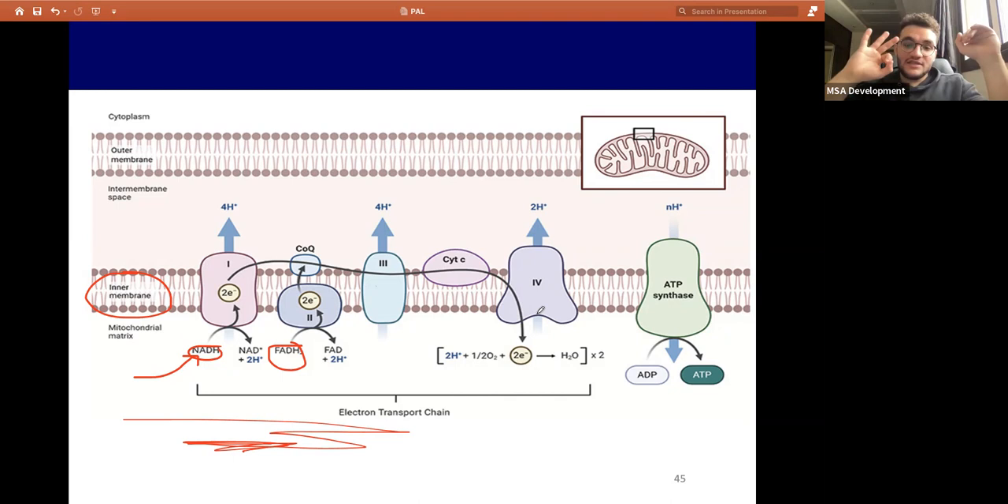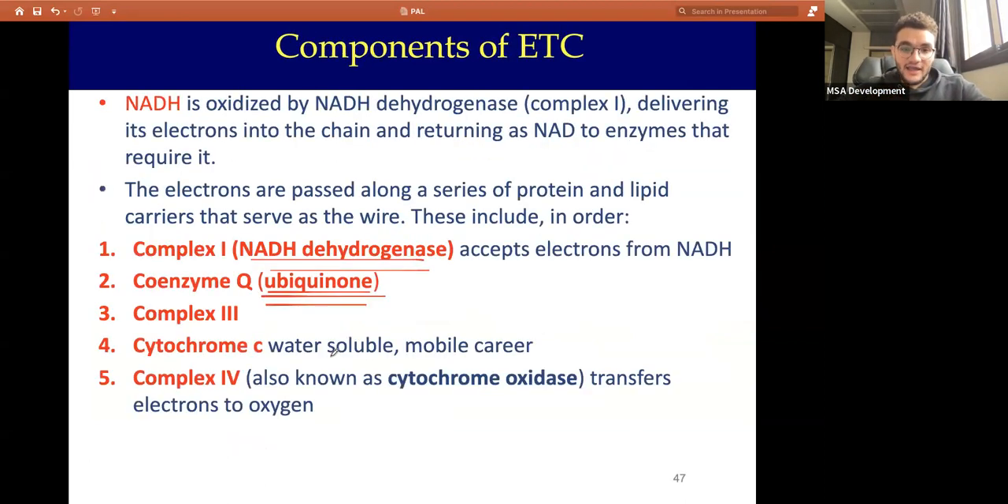So the 3 main things that pump protons are complex number 1, 3, and 4. Coenzyme Q and cytochrome C do not pump protons, and leave complex number 2 alone for now. It's only 1, 3, and 4 that pump protons, and the point is that they want to create a proton gradient. We know that for NADH, complex 2 is not involved. This is why in this slide it says that for NADH, it's only complex 1.